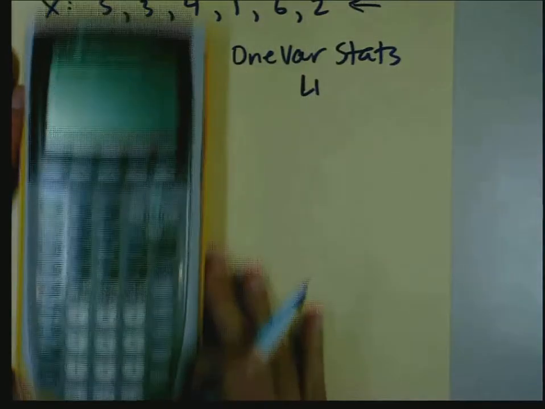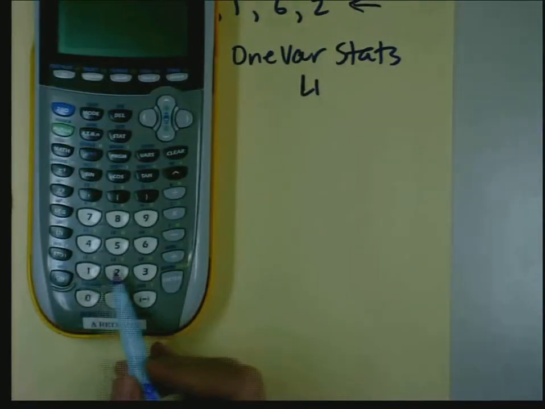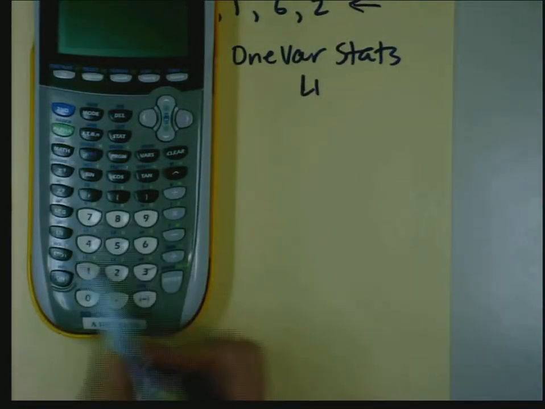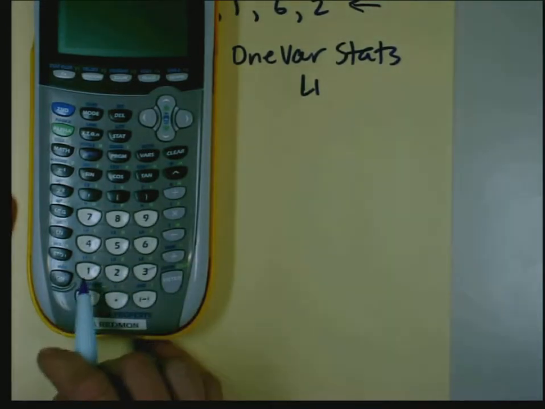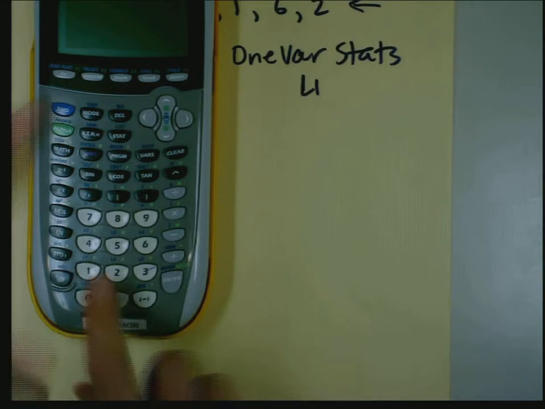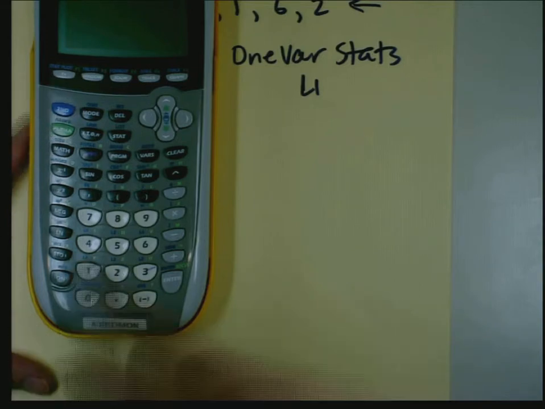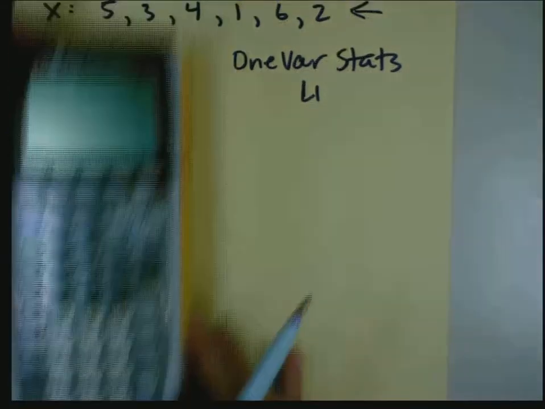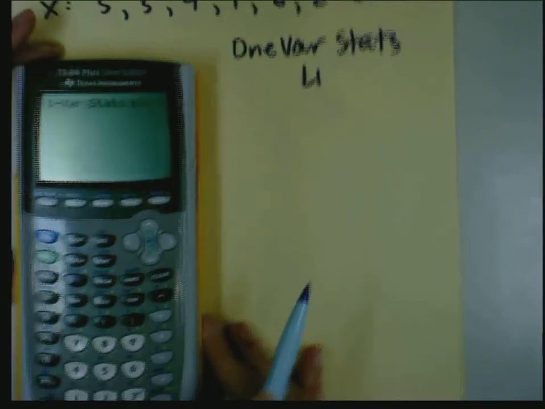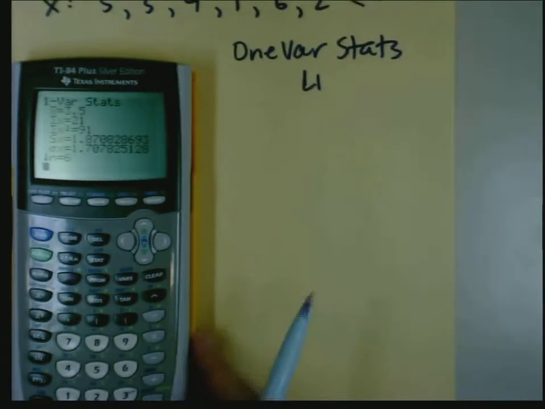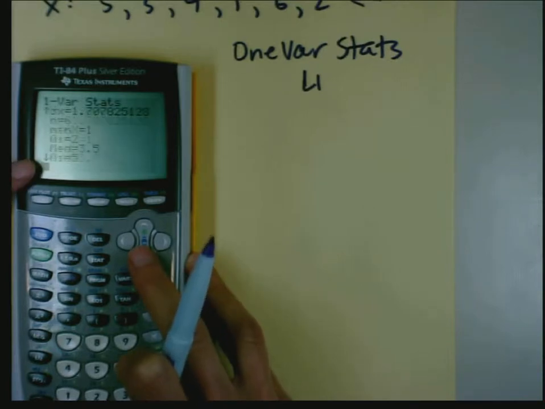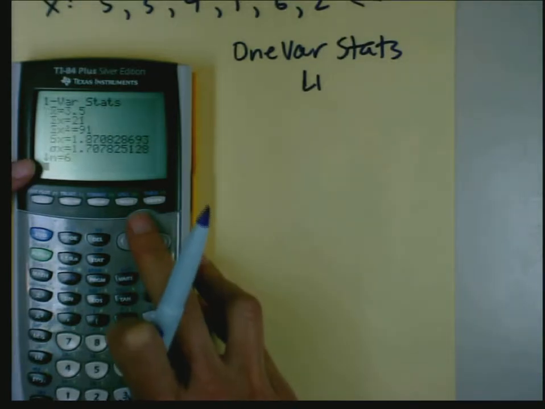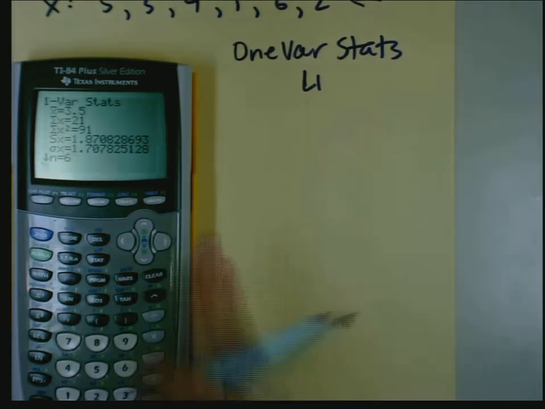If you look at the bottom of your keypad, L1, L2, and L3, and all the other lists are listed right above the numbers. Mine are in L1. In order to get the blue L1, I hit the second button, followed by L1. So now I've got one variable stats L1. I hit enter. And I've got lots of different data values. This arrow here tells me that I have even more if I arrow down. Okay, that's one version of the calculator.